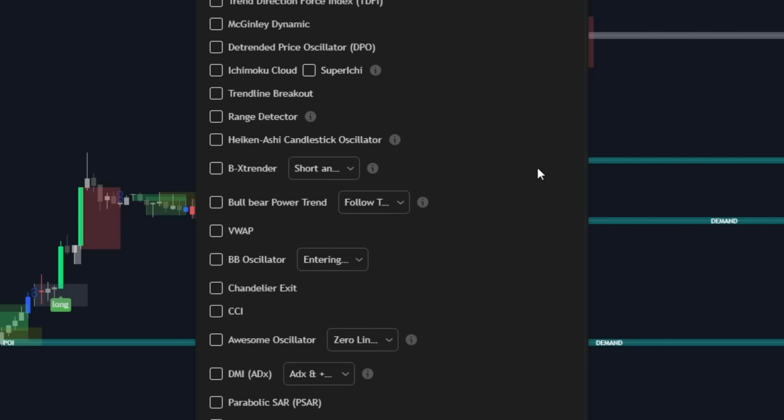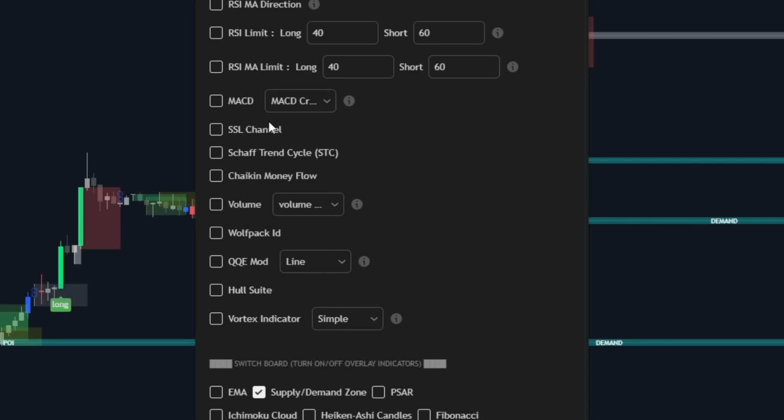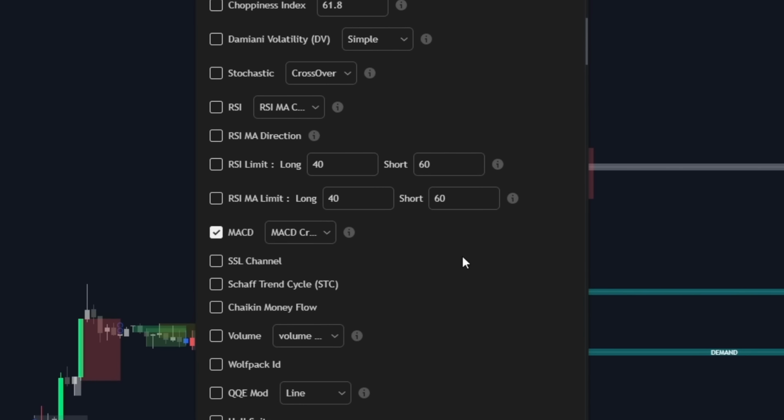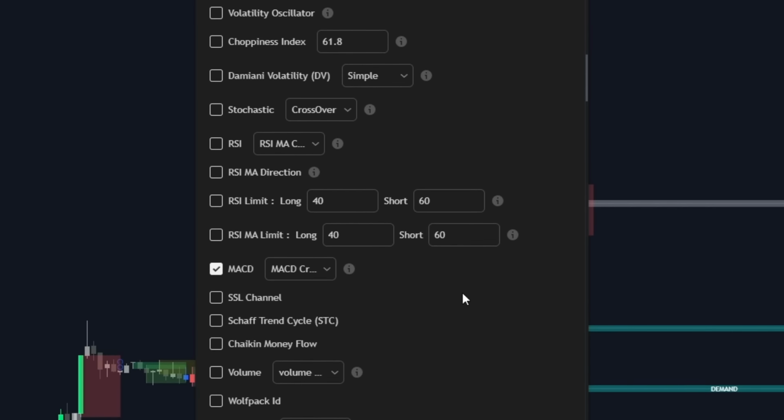Next, we scroll down and find the MACD option, then enable the precise condition we want, whether that's a crossover signal or a specific histogram state. For this demonstration, we'll stick with the standard MACD settings, but you can fine-tune the parameters for almost every single indicator included if your strategy demands it. Once we've configured Supertrend, EMA, and MACD, our strategy is fully programmed and ready to hunt for profitable opportunities.